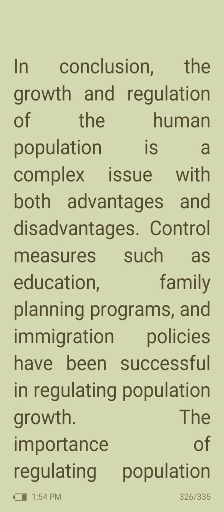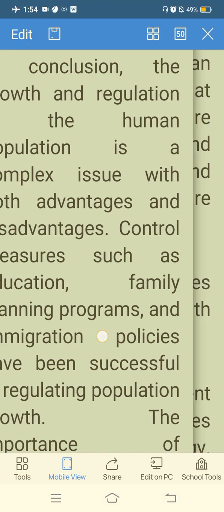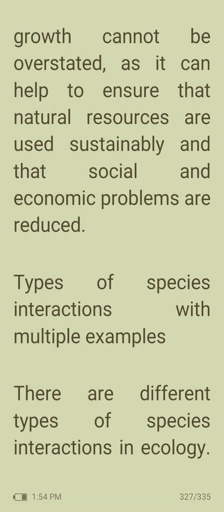and overcrowding. In conclusion, the growth and regulation of the human population is a complex issue with both advantages and disadvantages. Control measures such as education, family planning programs, and immigration policies have been successful in regulating population growth. The importance of regulating population growth cannot be overstated as it helps us to ensure that natural resources are sustainably used and social and economic problems are reduced.